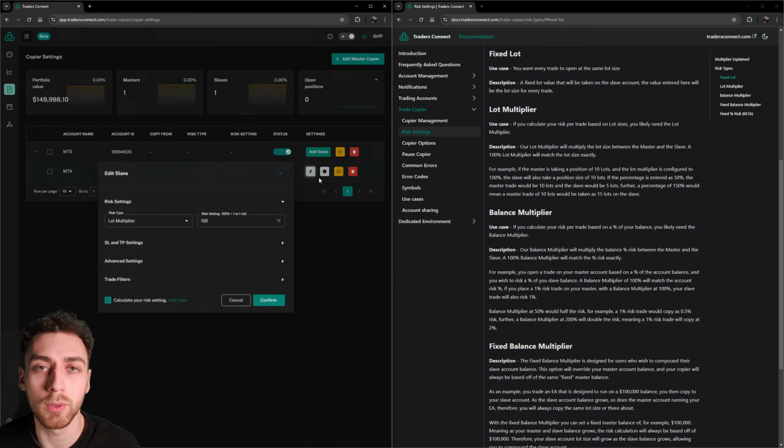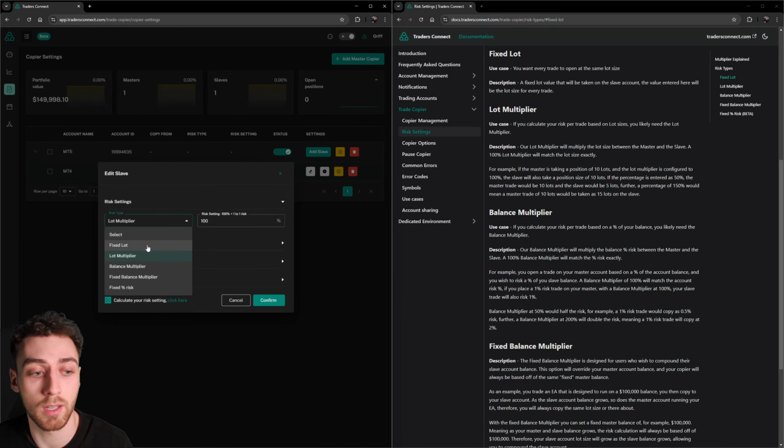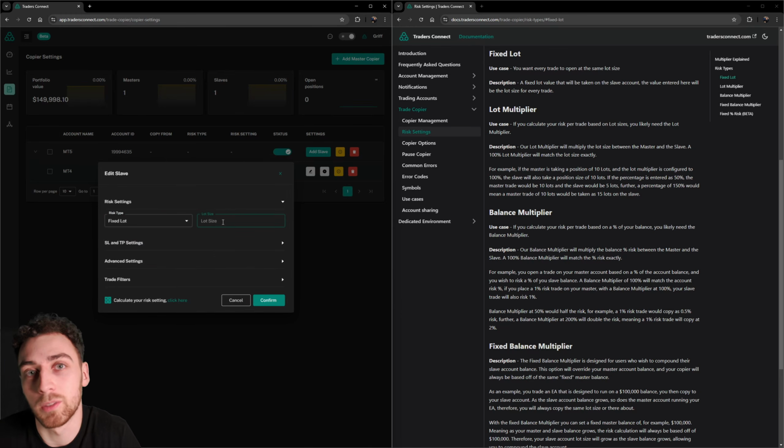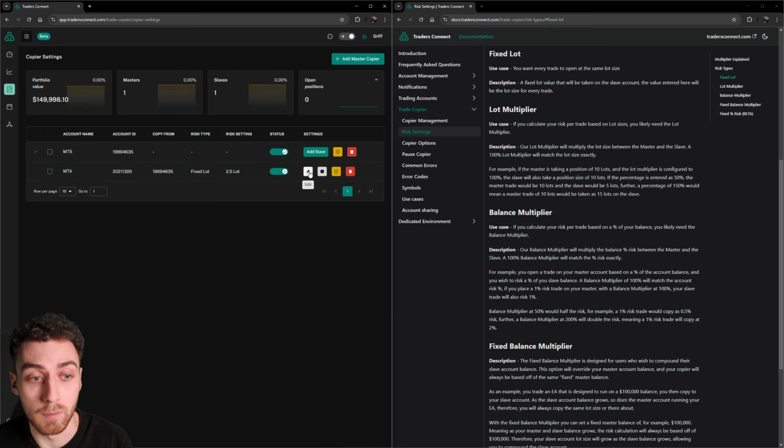This one is quite unique in the sense that you're not entering a multiplier value like you are with the other risk settings. You just enter the lot size you want to be executed on the slave account. So maybe I want 2.5 lots to be executed on my slave account, and this will enter 2.5 lots every time for every trade, regardless of your master lot size. So that's a very easy one. We'll move to the lot multiplier now.